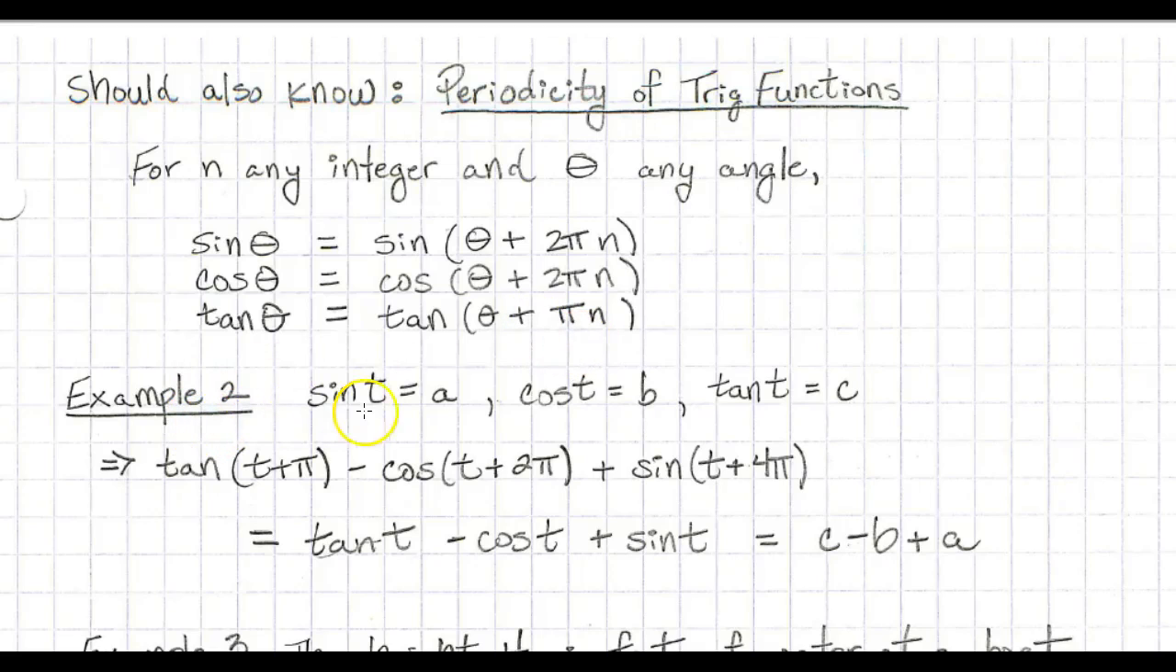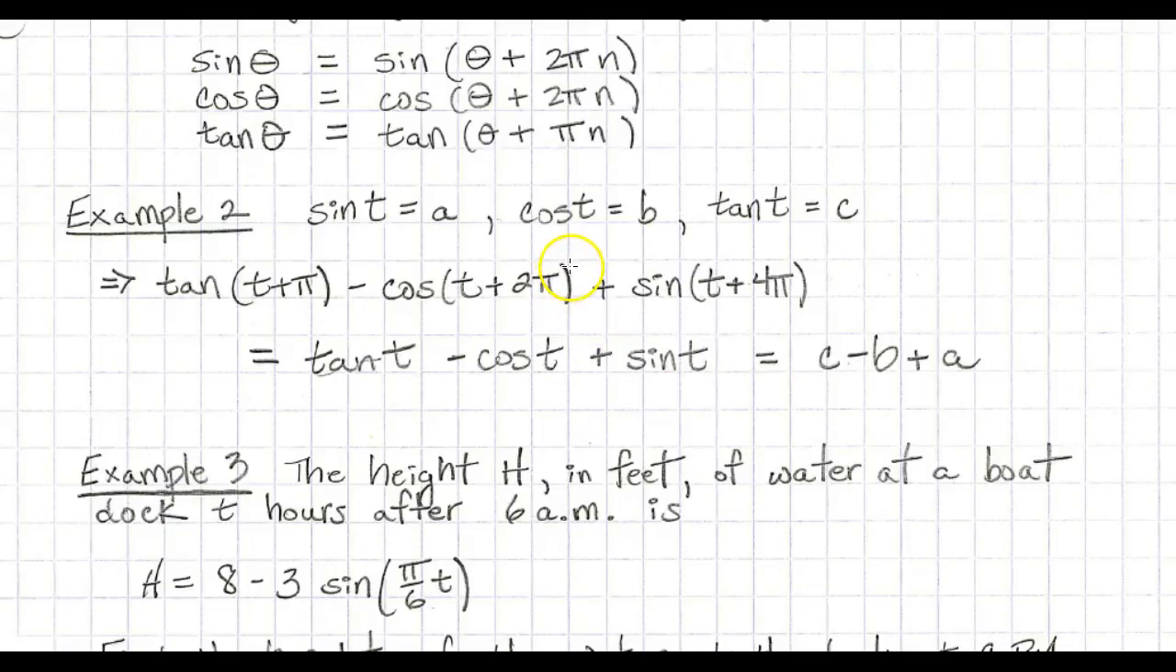So for example, let's say you were told that the sine of t is equal to something, the cosine of t is equal to something, and the tangent of t is equal to something, a, b, and c respectively. So could you figure out what the tangent of t plus pi is? Certainly. Tangent of t plus pi is the same as the tangent of t, because tangent is pi periodic, so pi units later it's back to the same guy.